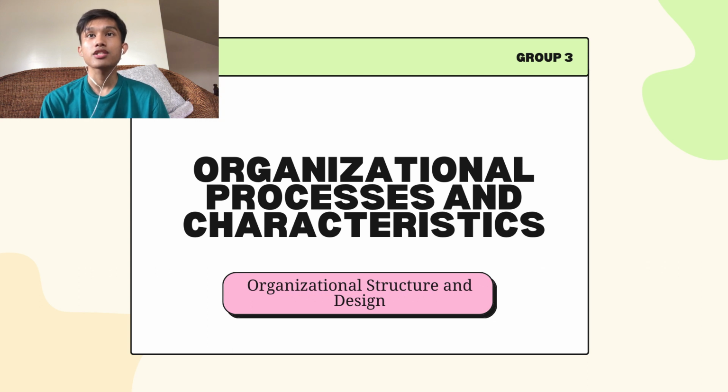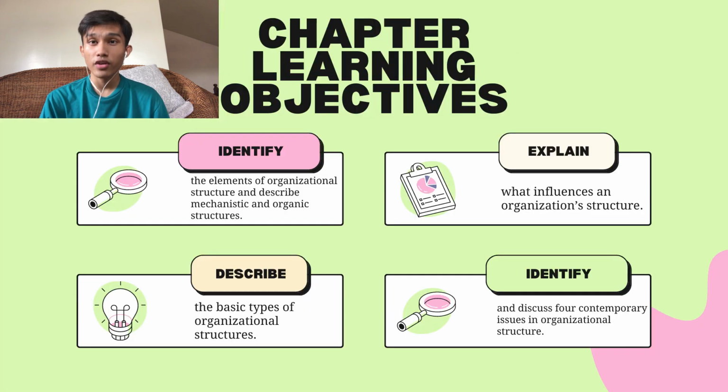And here are the chapter learning objectives. First is to identify the elements of organizational structure and describe mechanistic and organic structures. Second is to explain what influences an organization's structure. Third is to describe the basic types of organizational structures. And lastly is to identify and discuss four contemporary issues in organizational structure.